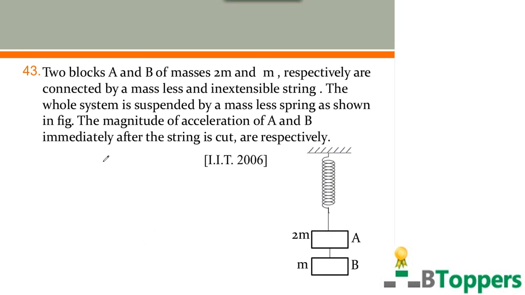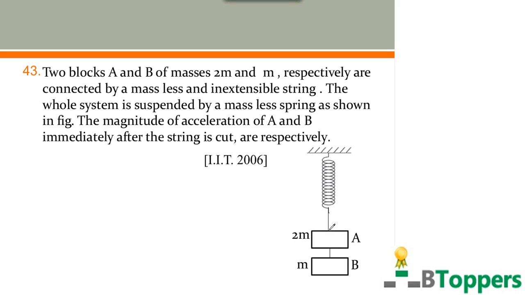So look at the question number 43. Two blocks A and B of masses 2m and m respectively are connected by a massless and inextensible string. The whole system is suspended by a massless spring as shown in the figure. The magnitude of acceleration of A and B immediately after the string is cut are respectively. So initially the system is in equilibrium.